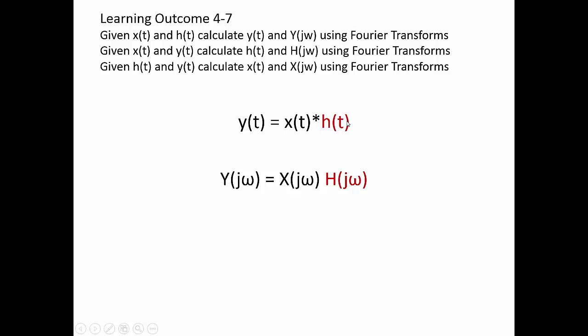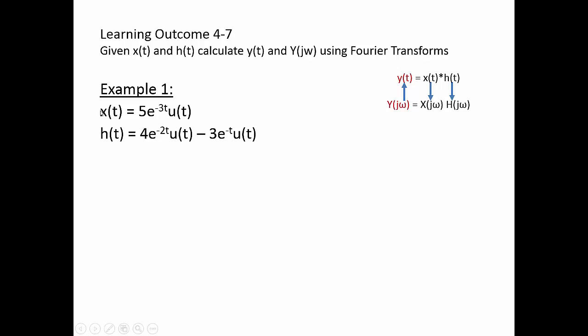If we want to find our h of t, and we know y of t and x of t, we take our x of t and y of t, convert them into the frequency domain by taking the Fourier transform, producing x of j omega and y of j omega. From those two, we can calculate h of j omega. And we can take h of j omega, invert the transform, and find h of t. We'll do one example for each case.